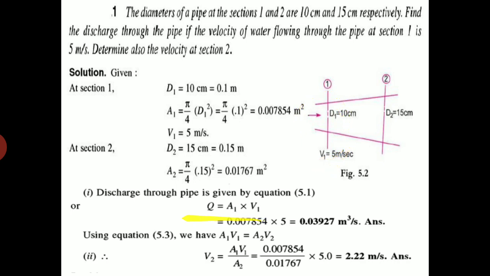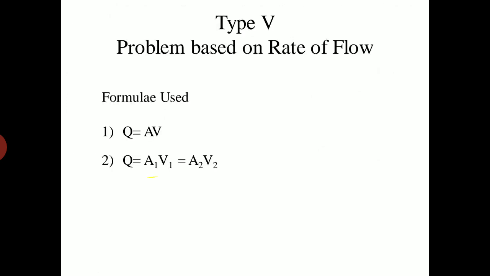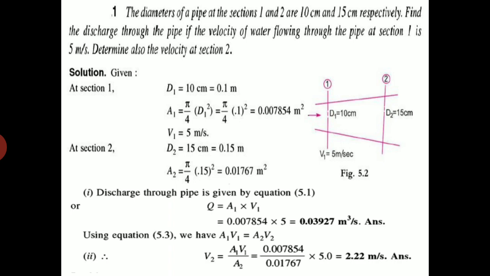So discharge will be Q is equal to A into V, that is 0.0784 multiplied by 5. This will be our discharge. Similarly, we can calculate the velocity by two methods. As we know the equation A1 V1 is equal to A2 V2, we can solve with this equation. We only do not know the value of velocity 2, therefore by substituting all the other values we can find it. The other method is that we know the discharge, Q is equal to A into V, so we can calculate by this formula also.